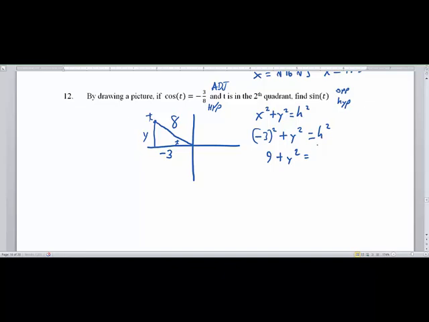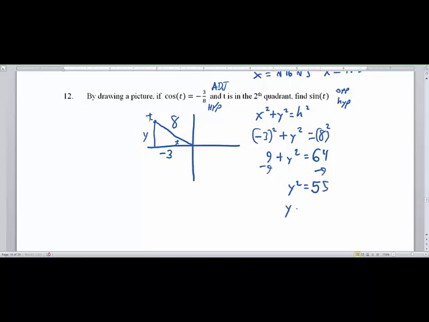And we actually know the h in this case. Oh, I should have substituted it right there. I'll go back and do that. Okay, so the h in this case is 8. So 8 squared is 64. And then we subtract 9 from both sides using our inverse operation to get the y squared by itself. And 64 minus 9 is 55.